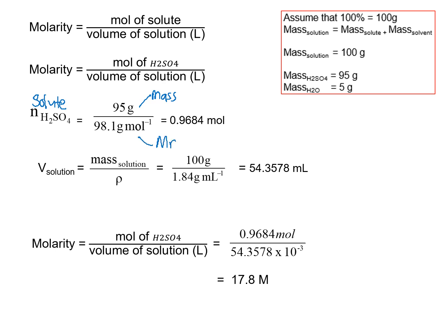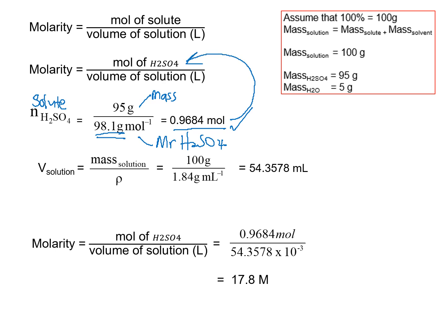Okay, macam mana dapat 98.1 gram per mole ni sebab kita kira molar mass of H2SO4. So we get this. Alright, and kita dapatlah number of mole of solute kita adalah 0.9684 mole. Okay, so kita dah jumpa dah item yang pertama untuk dimasukkan dalam equation molarity.